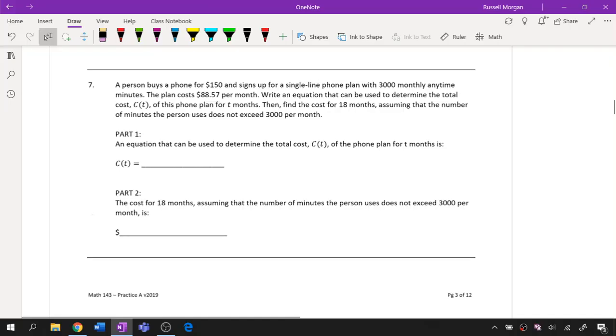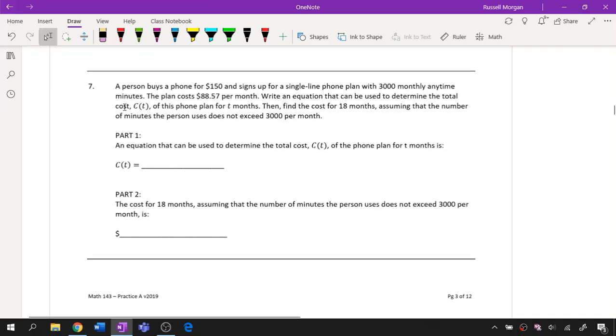Let's move on to this next style of problem. All right, so this looks like a word problem, and we got 2 parts here to answer. It looks like we're going to have an equation, and it looks like we're going to have to find some dollar amount. So notice I skimmed that before I even read the problem.